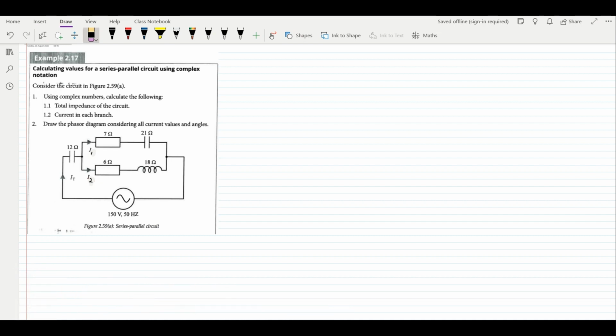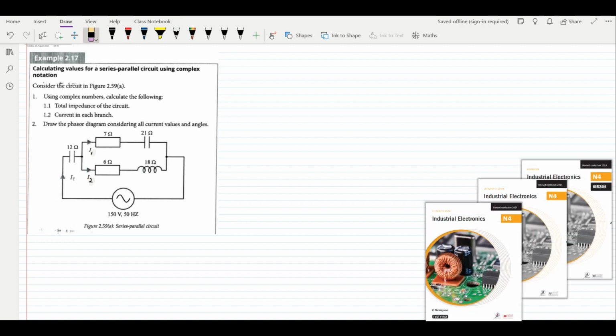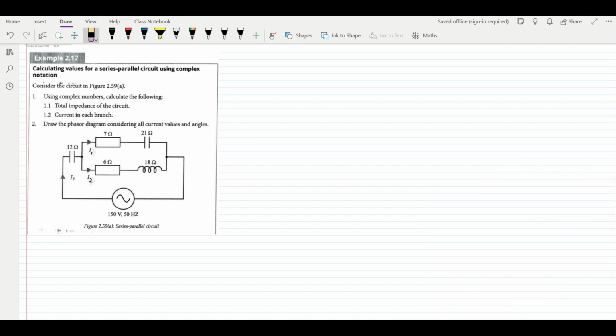In today's example, we'll be referring to example 2.17 of the TVET First textbook by Macmillan publishers. What we'll be looking at today is how to calculate an RLC circuit by making use of complex numbers, as you had already learned about the rules and how to convert complex numbers, more particularly the polar form to rectangular form and the rectangular form to polar form. Now let us dive into our question.